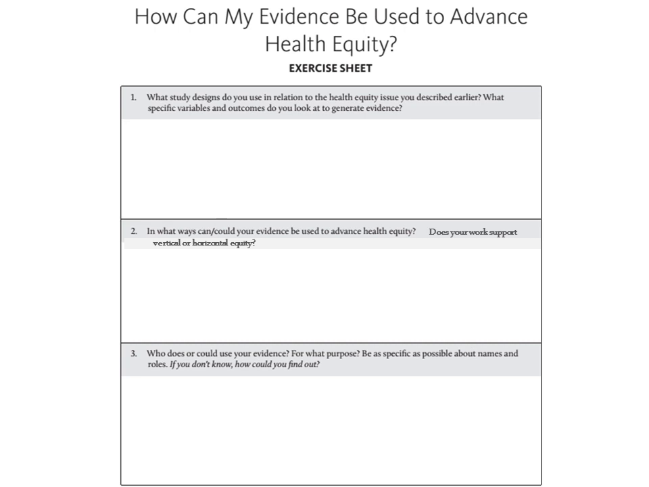And then number three, who could use that evidence that you're generating? And how would they use it? And again, here is where a lot of epidemiologists may not know, because we don't get trained in it. On the other hand, many of you are working already with people in your departments or in your organizations that will be using your evidence, so you may know very well who's going to be using it. And again, if you don't know, how could you find out? So this, too, is an attempt to help you understand your work better, the nature of the evidence that you are working on and generating, and how it can be used effectively by individuals to make change.